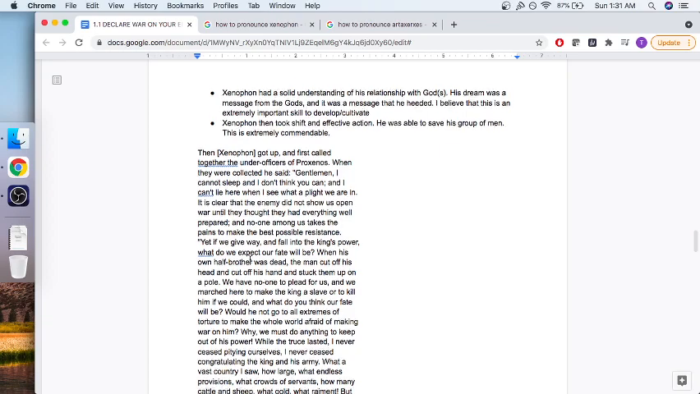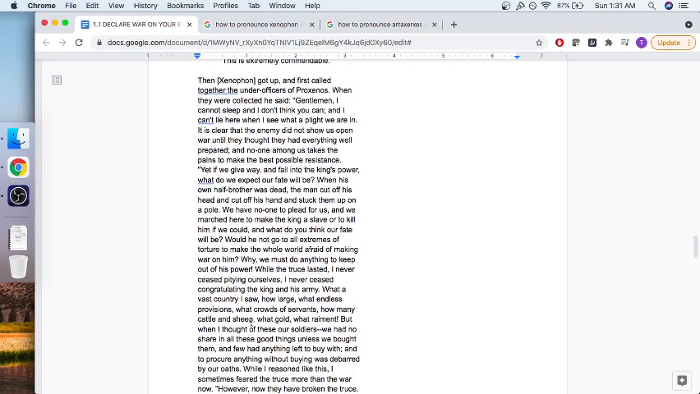And this is a reading again from Xenophon about this experience. Then Xenophon got up and called together the under officers of Proxenus. When they were called together, he said, "Gentlemen, I cannot sleep. I can't lie here when I see the plight that we are in.